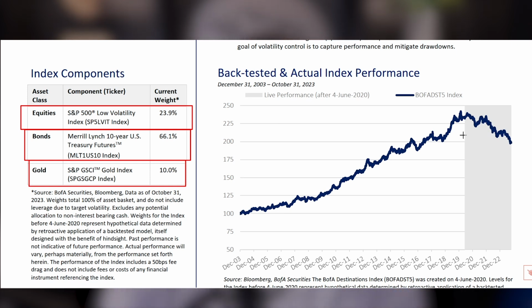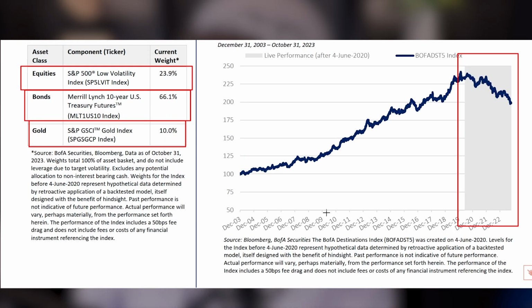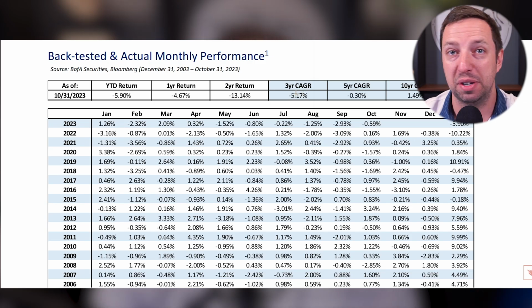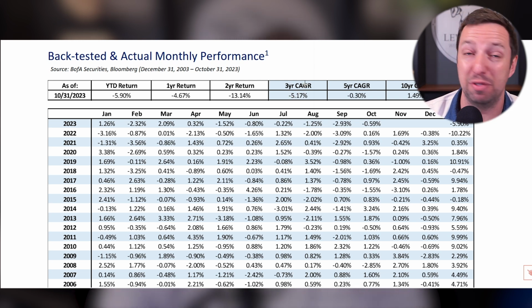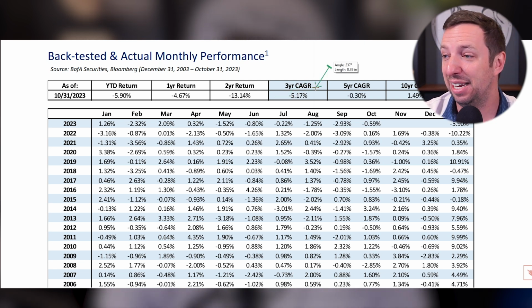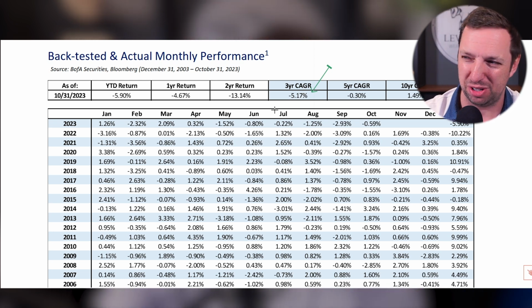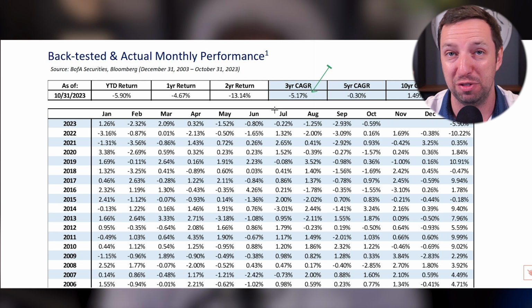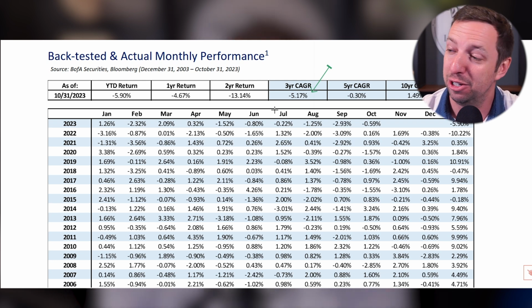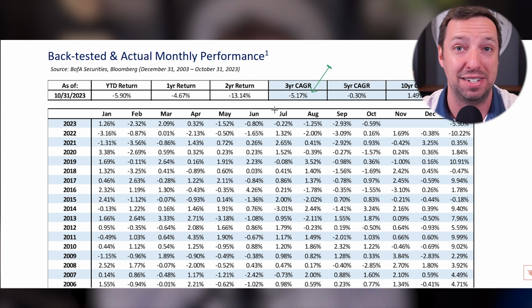And if we look at the gray bar here, since inception, we just don't have much performance. In fact, it's negative since it came into being in 2020. Our 3-year compounded annual growth rate of this particular index is negative 5.17% per year. And that pretty much lines up with the inception of this index. Not great, certainly not 7 and 10%.